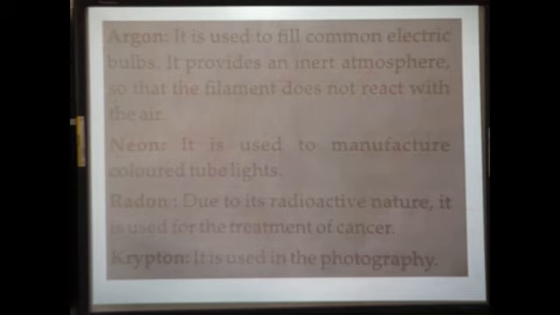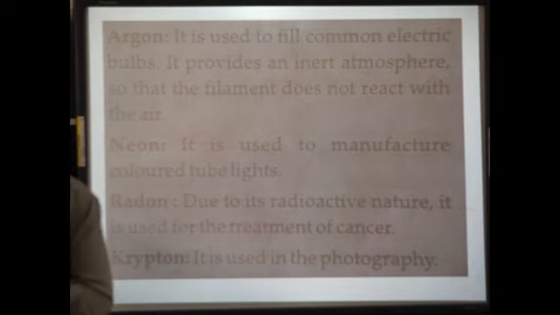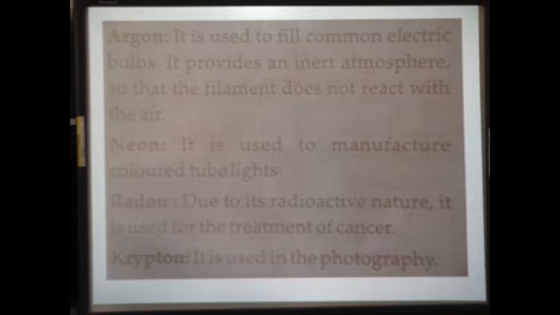And what is the use of neon? It is used to manufacture colored tube lights. Then what is the use of radon? Due to its radioactive nature, it is used for the treatment of cancer. So why is radon used for the treatment of cancer? Because of its radioactive nature.